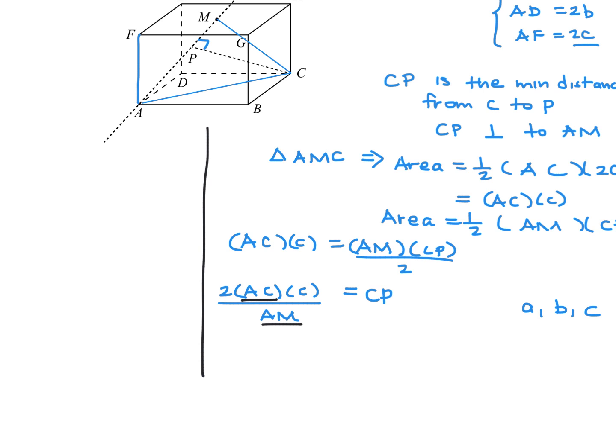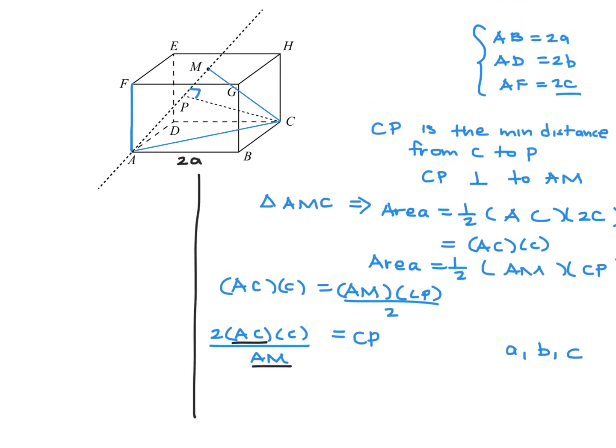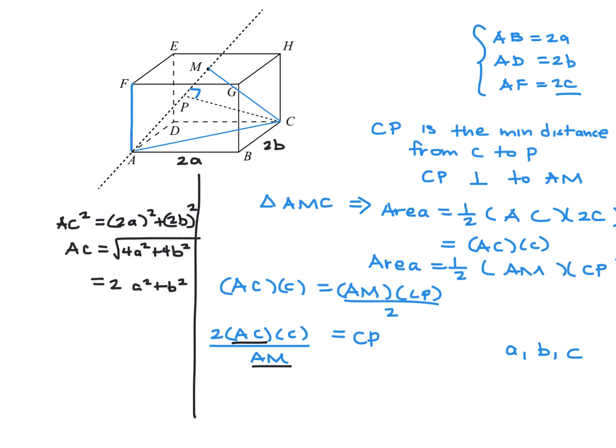Okay, well, AC is the easiest one, I think, because AB is 2A, right? And then BC, AD is the same as BC, so that's going to be 2B. So AC, using Pythagoras, would be 2A squared plus 2B squared. Yeah, so that's fairly straightforward. So that means AC would be 4A squared plus 4B squared all under the square root sign. So that's going to be 2 times the square root of A squared plus B squared.